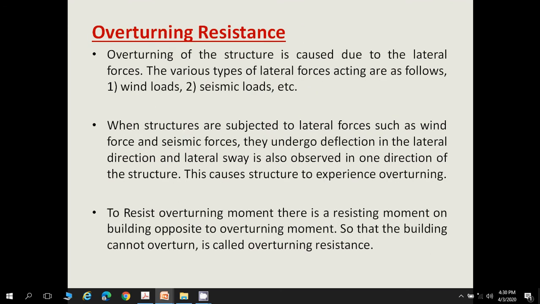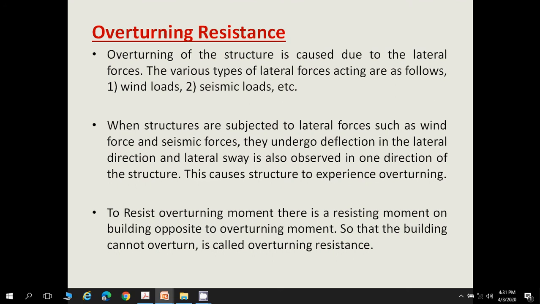So now overturning resistance. Before going to overturning resistance, I'll discuss overturning. What is overturning? Overturning of a structure is caused by lateral forces. When a building is subjected to any lateral forces, then overturning in the structure will occur. There are two types of lateral loads we are considering: wind load and seismic load. When a structure is subjected to lateral forces such as wind force and seismic force, it undergoes deflection in a lateral direction, and a lateral sway is also observed in one direction of the structure. This causes the structure to experience overturning, and how this overturning is prevented is called overturning resistance.